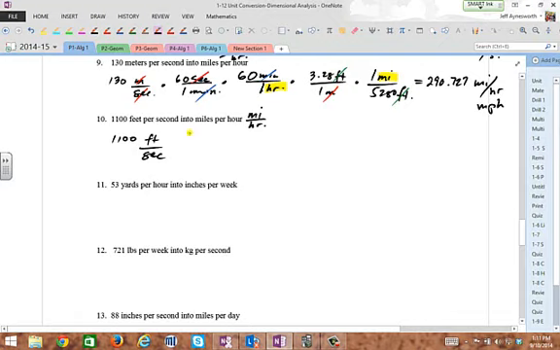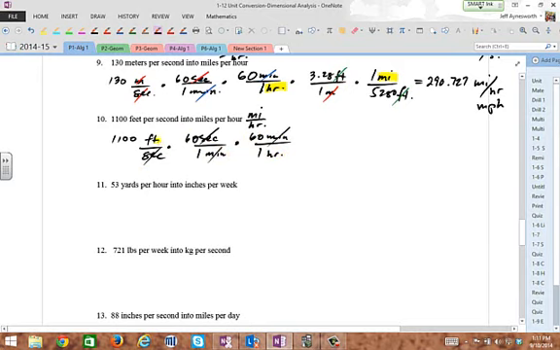It's like a broken record again. So starting with the time, I know that there's 60 seconds per 1 minute, and the seconds cancel. I know that there's 60 minutes per 1 hour, and so the minutes cancel. And now I have feet per hour.